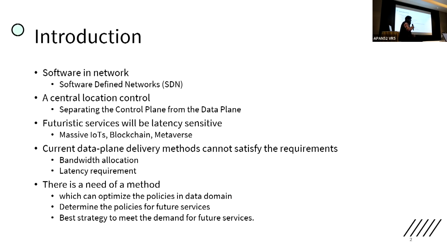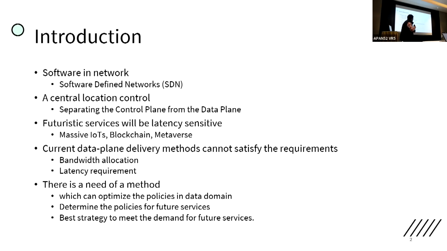The futuristic services in the network, like massive IoT, blockchain, and metaverse, are latency-sensitive applications, and they also require their own bandwidth specifications. So the current data plane delivery method cannot satisfy the requirements, because the services require bandwidth allocation and latency guarantees. They have different bandwidth requirements as well.